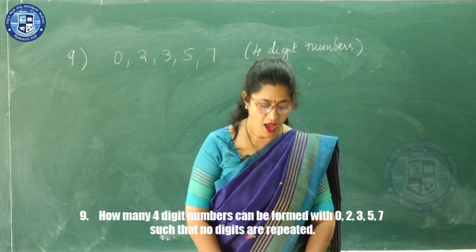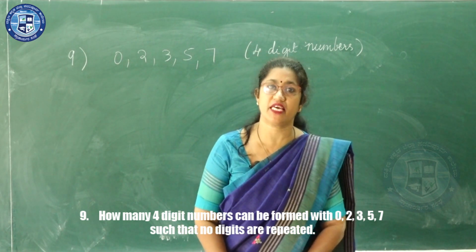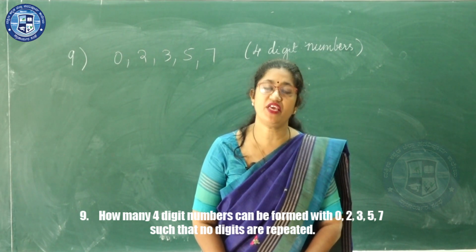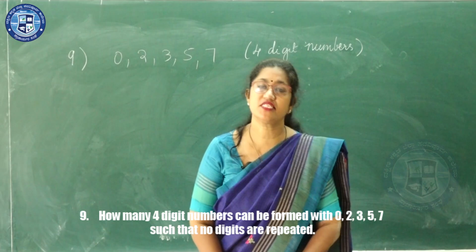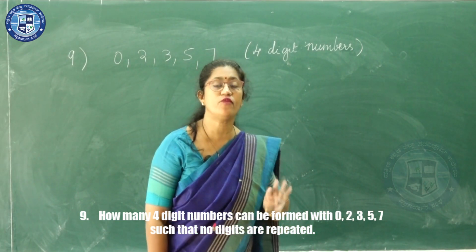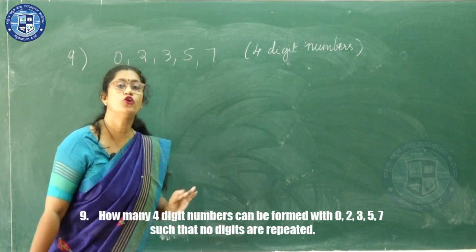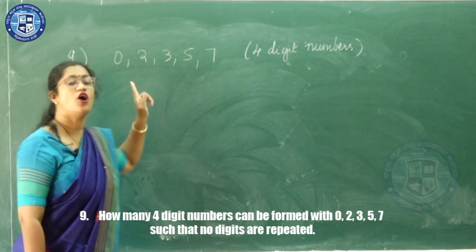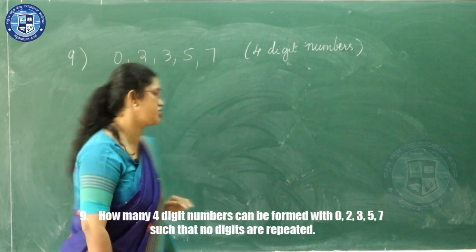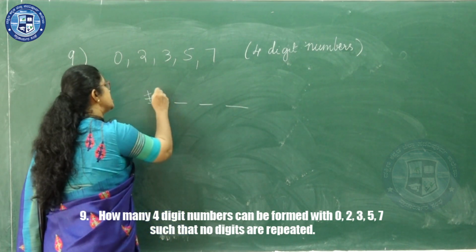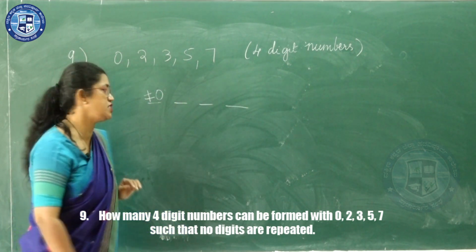Question 9. How many 4-digit numbers can be formed with 0, 2, 3, 5 and 7 such that no digits are repeated? So you have to form 4-digit numbers, no restriction, but 0 is there. Automatically there is a restriction. And what is that restriction? The first place cannot be filled with 0.